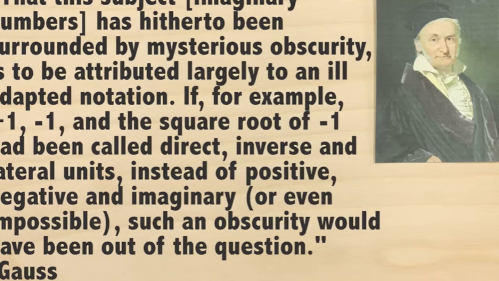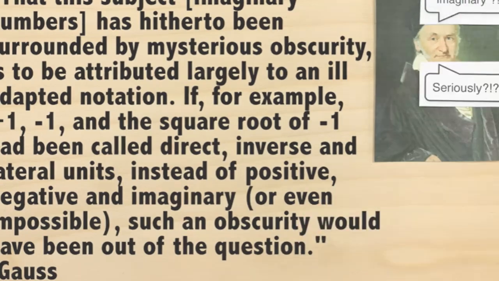This subject has hitherto been surrounded by mysterious obscurity. It is to be attributed largely to an ill-adapted notation. If, for example, +1, -1, and the square root of -1 had been called direct, inverse, and lateral units instead of positive, negative, and imaginary, or even impossible, such an obscurity would have been out of the question.